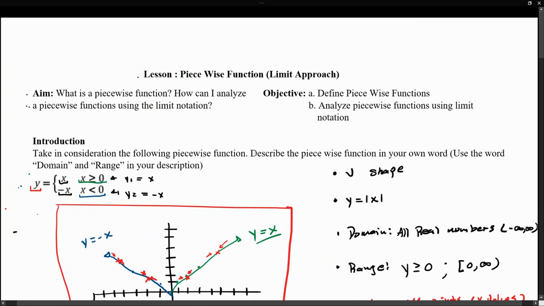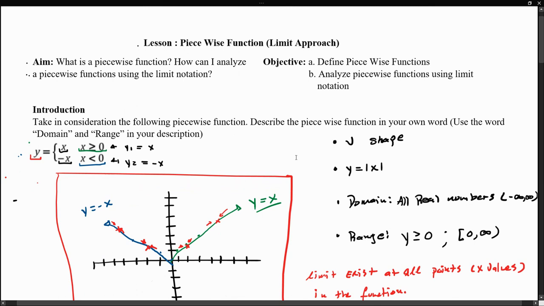And with this, it concludes our lesson on piecewise function using limit notation approach.